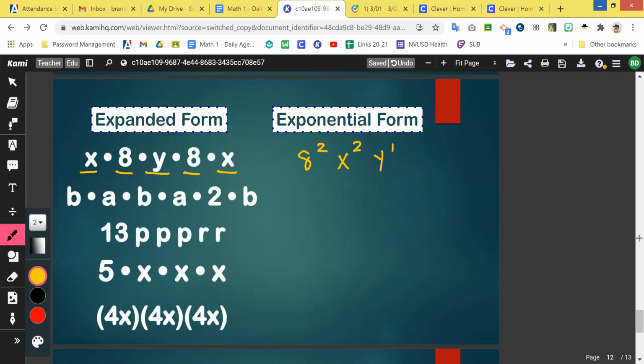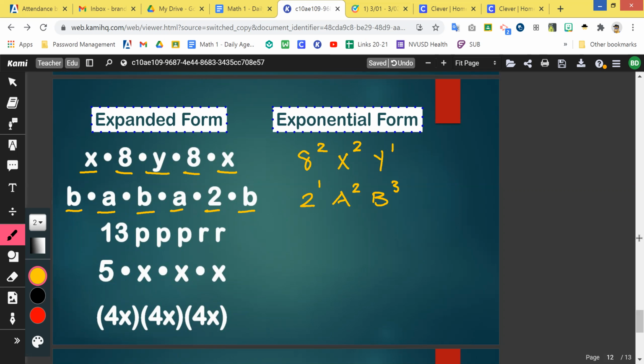Second example, again, start with numbers. So I have 1, 2, that's 2 to the first power, there's only one of them. Then I have 2 a's, that's a squared. And then I have 1, 2, 3 b's, so b cubed. Again, just really simple, you count up the number of bases that you have.